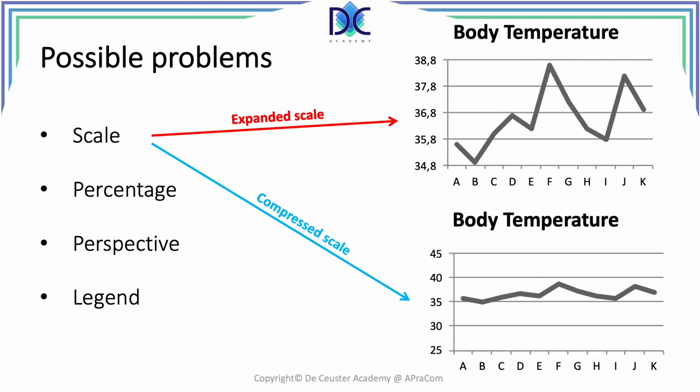Both graphs are exactly the same. The only thing I did was to change the scale on the y-axis. The first graph, we expanded the scale. We go from 34.8 to 38.8, and it looks as if the information, the body temperature is changing a lot. On the other hand, in the graph below, it looks as if everything is stable.